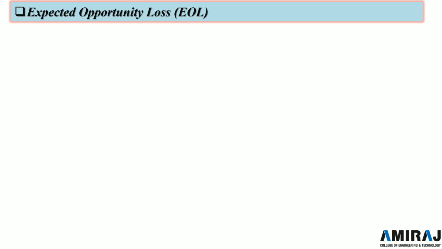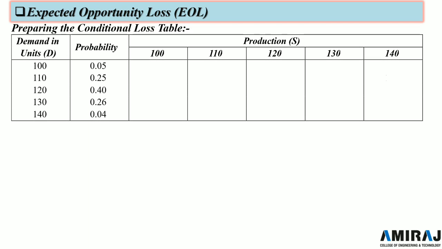Similarly, we are going to take the same example as previously, where the profit is 5 and the loss is 5. We will first prepare the conditional table. So this is the complete table, and here the conditional table will be the same.